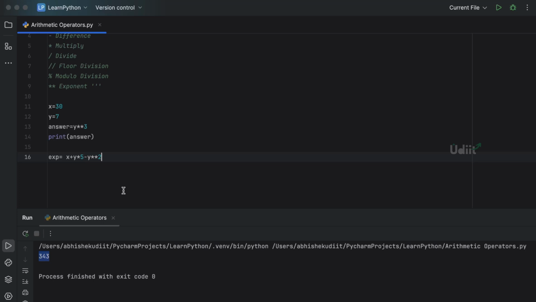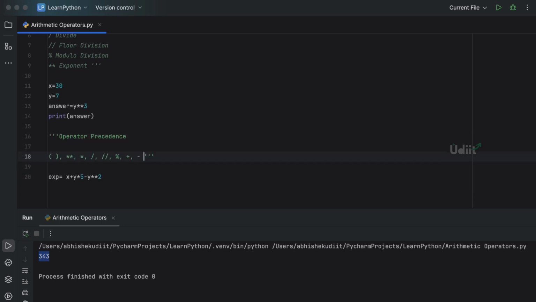So for this, we have an operator precedence rule. This is the operator precedence rule. You can see first is brackets, and then the exponent is given the highest priority, then multiplication, division, floor division, modular division, addition, and then difference. So whichever is on the left hand side has the highest priority, and whichever operator is on the right hand side has the least priority.